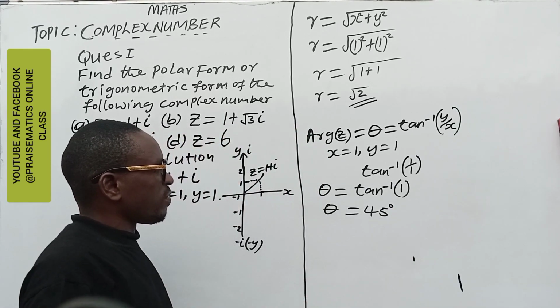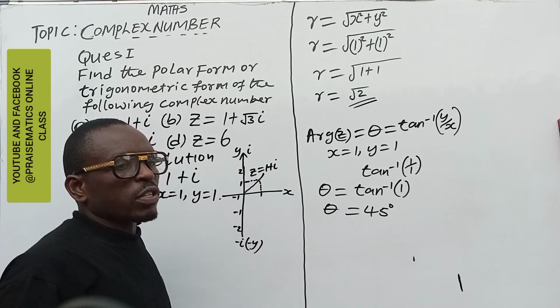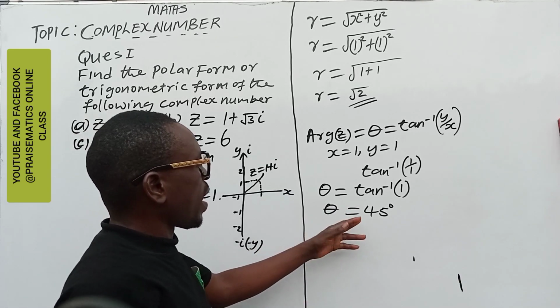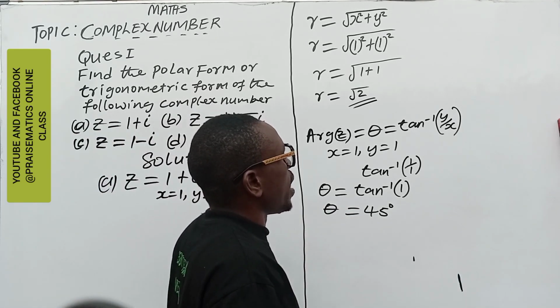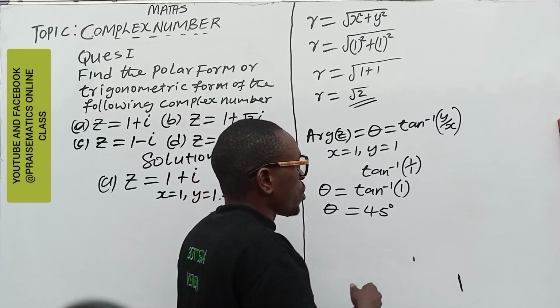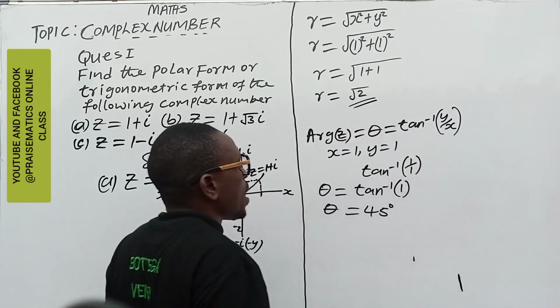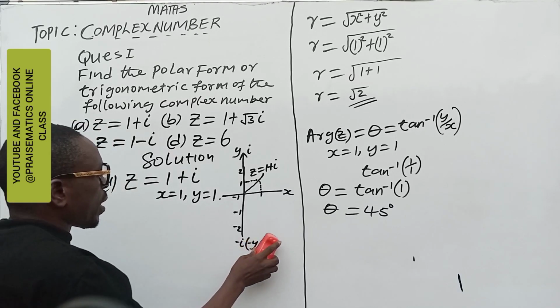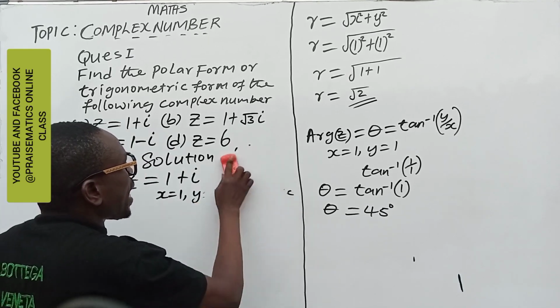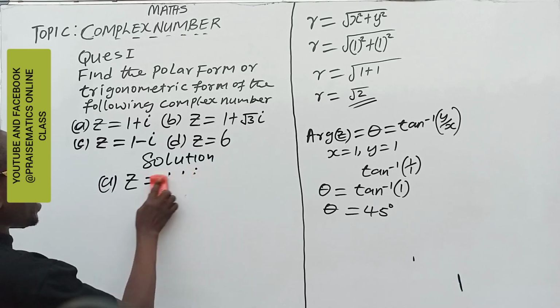So if you press tan inverse of 1, it will give you 45 degrees. And that 45 degrees is the amplitude or argument. So now we are going to come back again and put them in polar form.